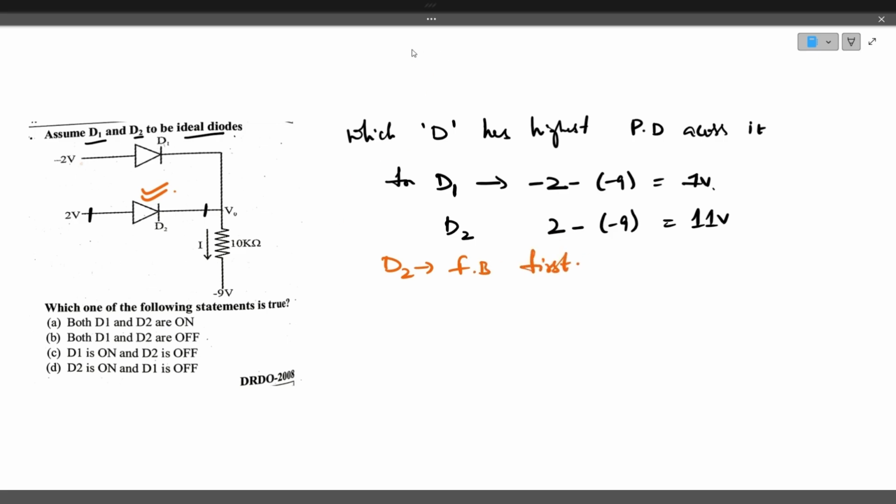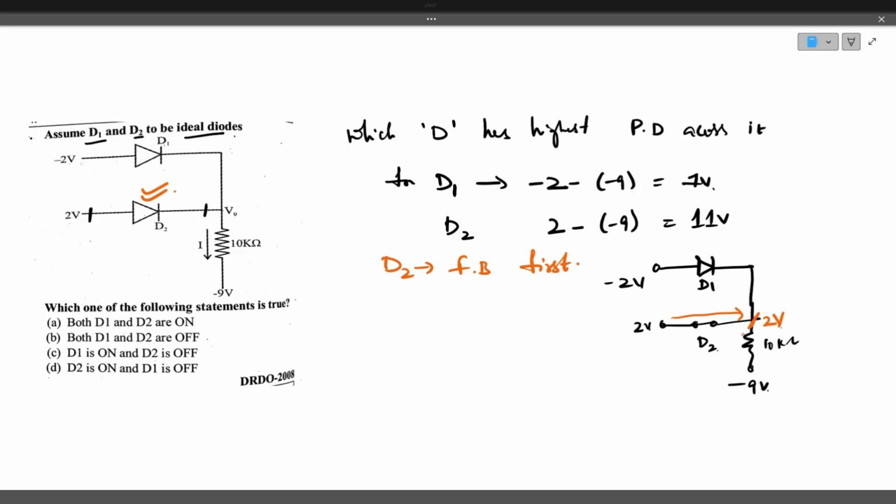If D2 is forward biased, how does the circuit look? It will be like this. This is D1, minus 2 volts. This is D2, which acts like a closed switch, plus 2 volts. This is the 10 kilo ohm resistor. Sorry, this is minus 9 volts. So D2 acts like a short circuit, so this entire 2 volts appears at this node.